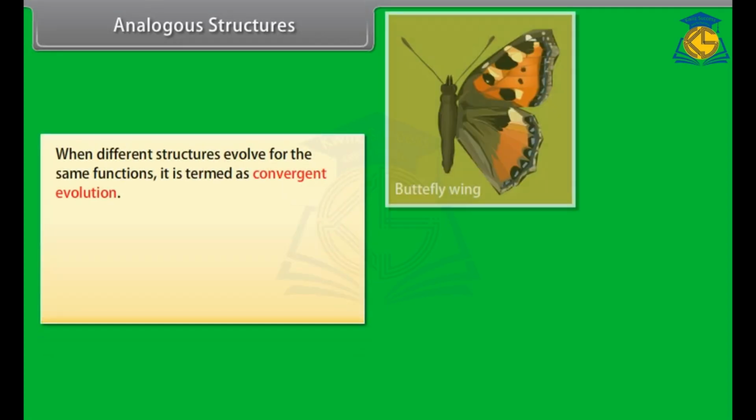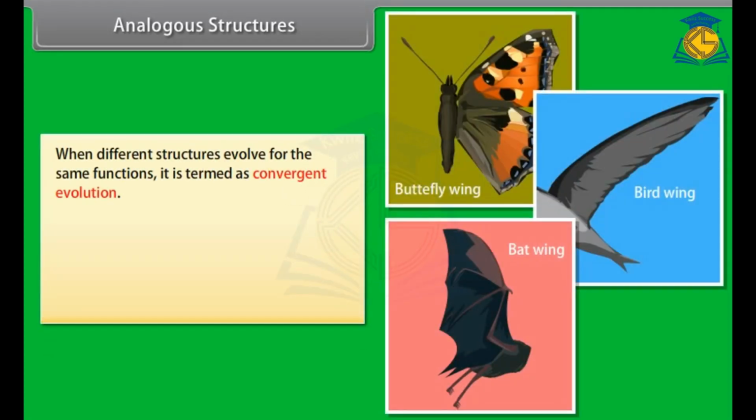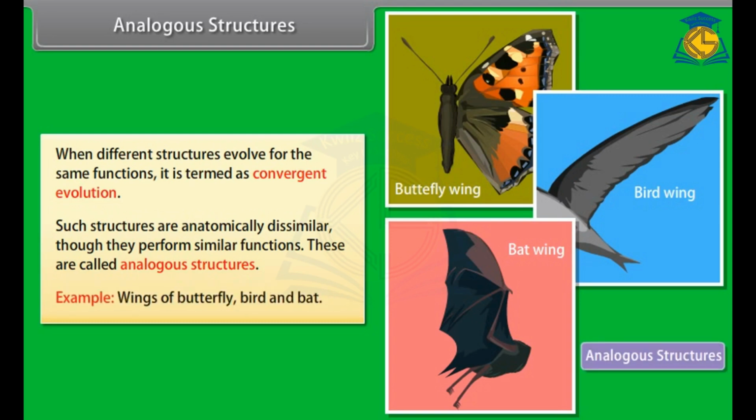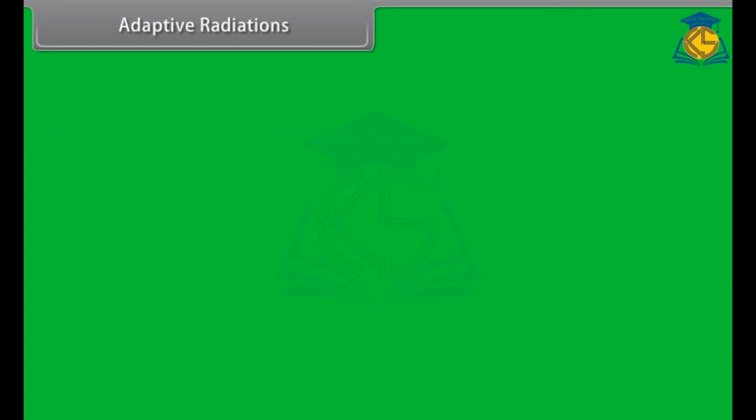Analogous structures. When different structures evolve for the same functions, it is termed convergent evolution. Such structures are anatomically dissimilar, though they perform similar functions. These are called analogous structures. Example: wings of butterfly, bird, and bat.